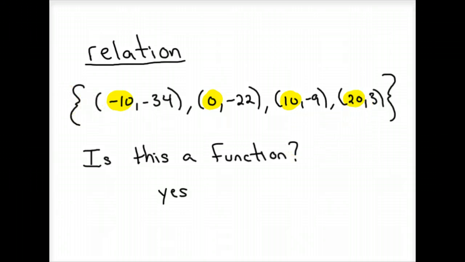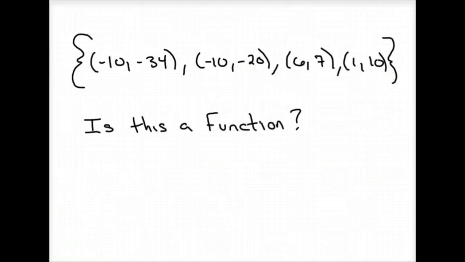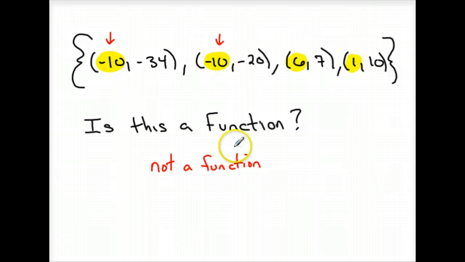Let's take a look at another example. Is this a function? Again, I would maybe highlight all the x values. And let's take a look at these x values that I highlighted. Do any of my x values here repeat? Well, yes. Our negative 10 repeats. So we have two x values that are negative 10. When two of the x values repeat, then this is not a function. So again, if the x values repeat, not a function. If the x values do not repeat, then it is a function.